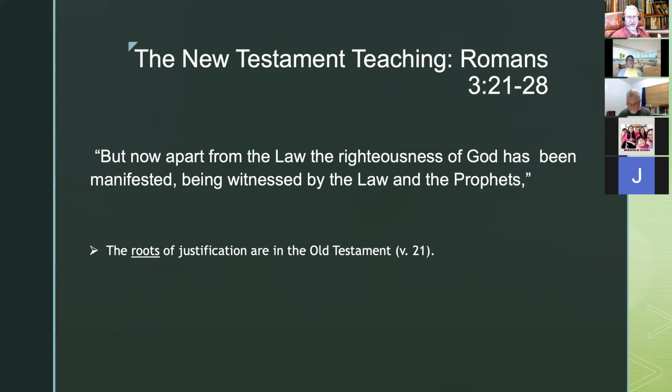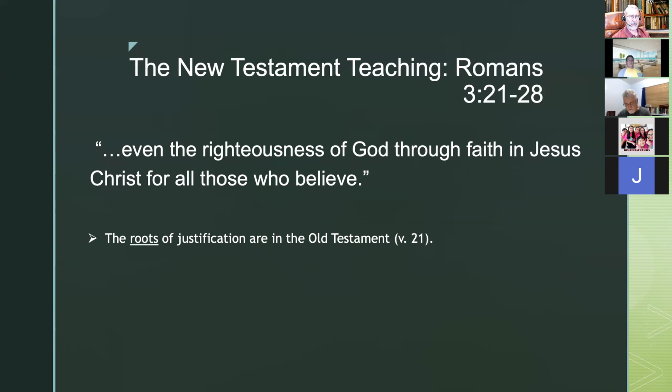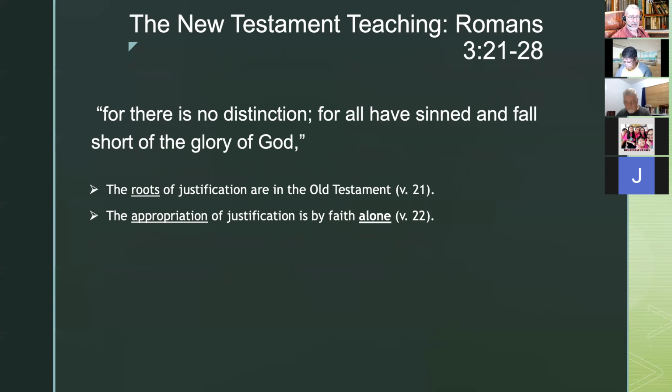What does righteousness actually look like? The prophets are the ones who declared that to each of their generations. So a fairly important concept. All right, and let's look at the rest of Romans. "Even the righteousness of God that is through faith in Jesus Christ for all those who believe." The appropriation of justification is by faith alone, we see in verse 22, that even the righteousness of God through faith. So the roots are in the Old Testament, the appropriation is by faith alone.